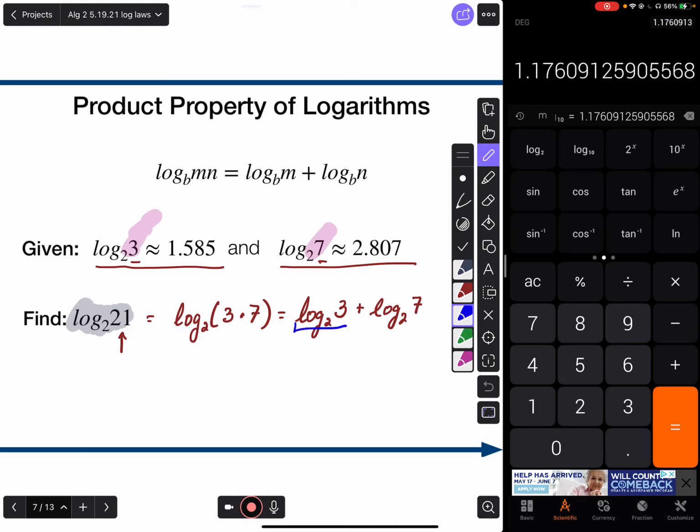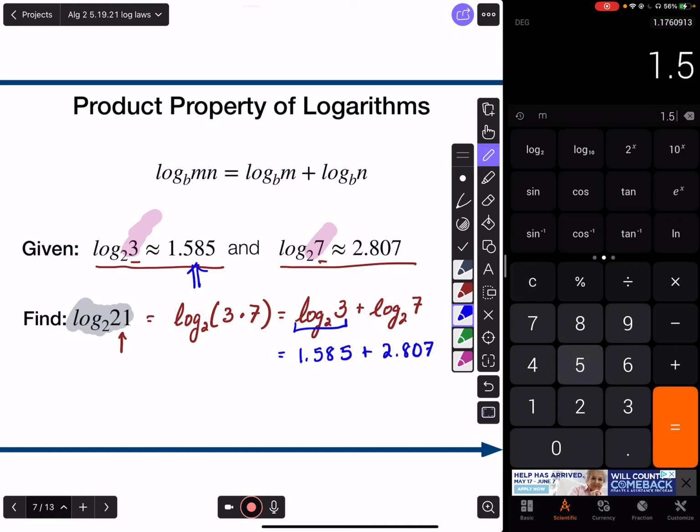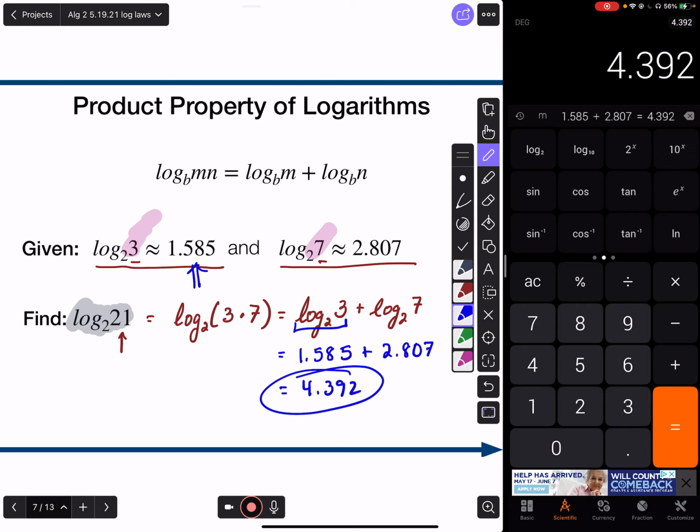It turns out I know what this is because I've got it right here. That's 1.585, and I'm going to add on the 2.807, because that's what the log base 2 of 7 is. I'm going to run to my calculator and just add those up. 1.585 plus 2.807 comes out to about 4.392. And we're done. That is the product property.